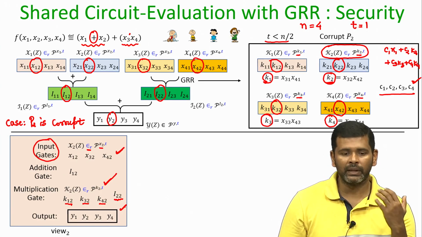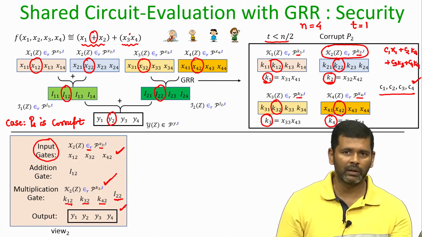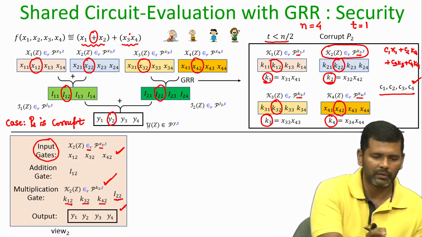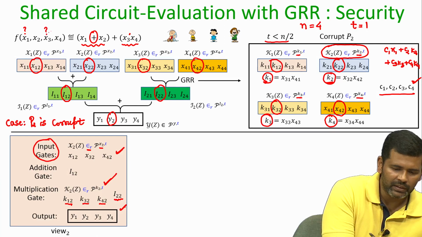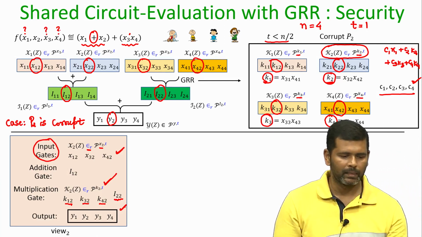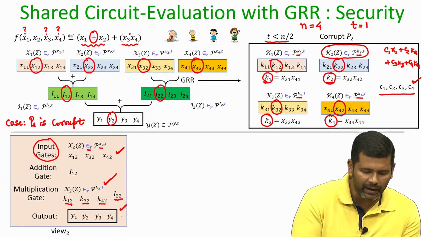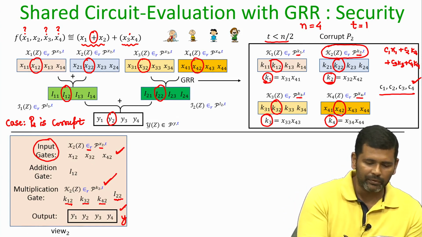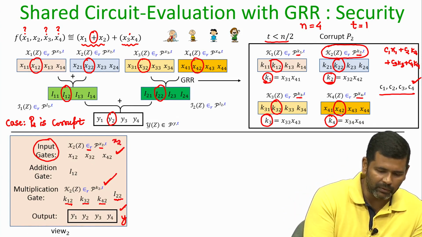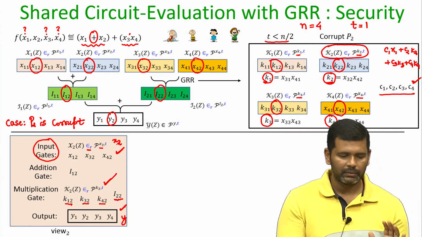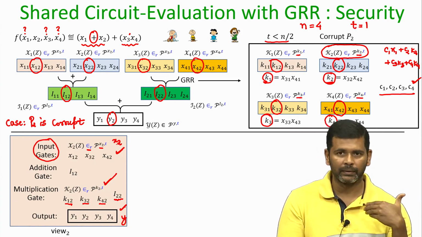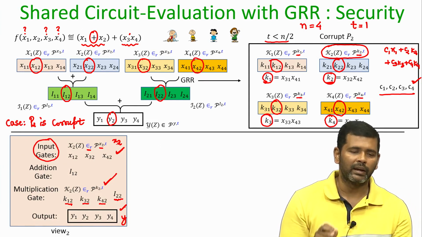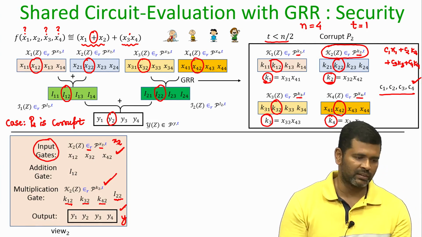And now we have to argue that this view is of no use for the corrupt P2 to infer anything additional about the inputs x1, x3 and x4. Of course, from Y, this vector of Y shares will anyhow leak the full Y to the corrupt P2, and of course, it knows the input x2. We want to show that whatever could be inferred from x2 and y, only that much is revealed in this protocol and nothing additional about x1, x3 and x4 is leaked.